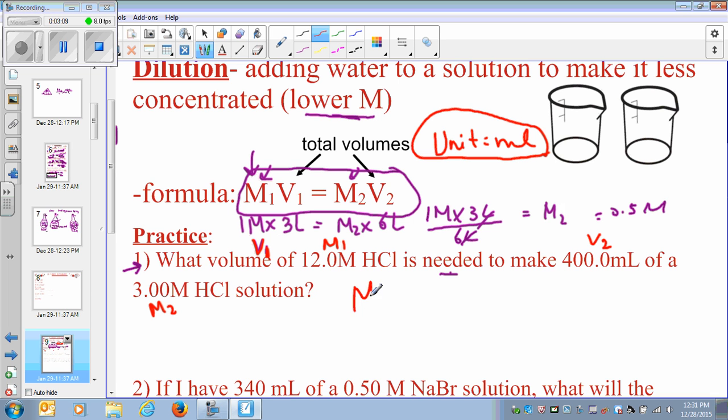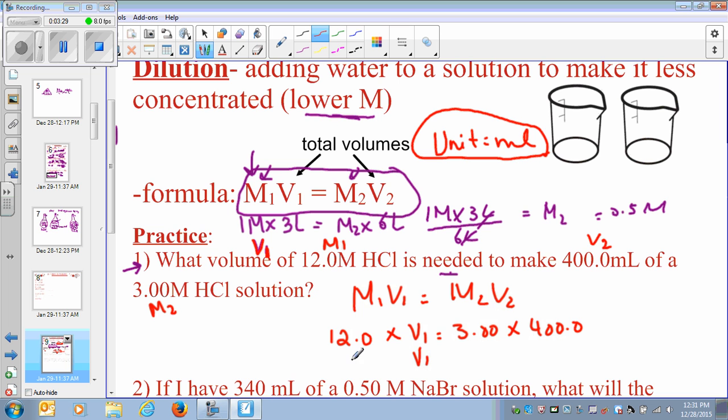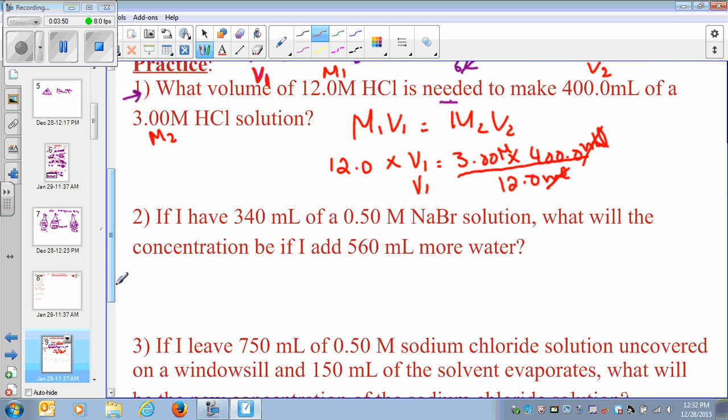So my formula is M1V1 equals M2V2. M1 is 12.0. My V1 I don't know. My M2 is 3.0, and my V2 is 400. To calculate the V1, I divide both sides by 12.0. This was molarity, this was milliliters, and this is milliliters, so my milliliters are going to get cancelled. You solve the question and that is your answer. Let's do the second example.